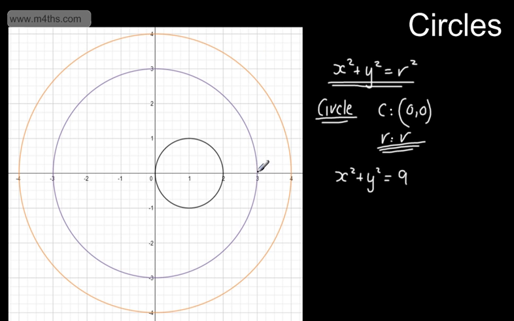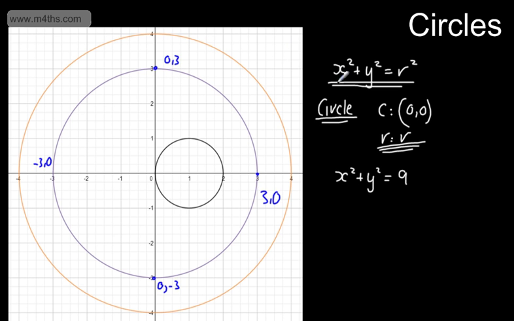So if we look at some points, this point here is going to be 3, 0. If I square 3, I get 9. If I square 0, I get 0, which equals 9. If I take this point just here, I've got 0, 3. X is 0, 0 squared is 0, y squared, 3 squared is 9, and that works out. This point is minus 3, 0. If I square minus 3, I get 9. If I square 0, I get 0. And again, it satisfies this equation. This one is 0, minus 3. 0 squared is 0. Minus 3 squared is 9. And we can see it here. So that is what we have.